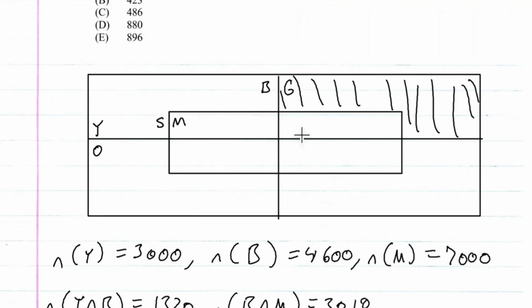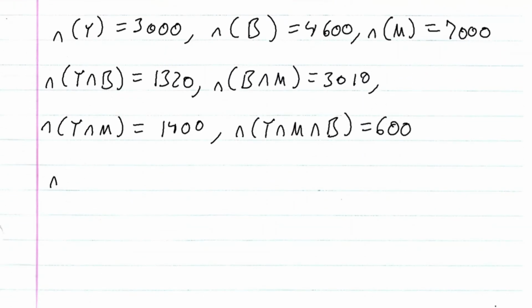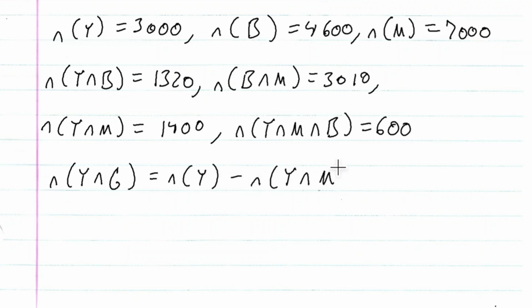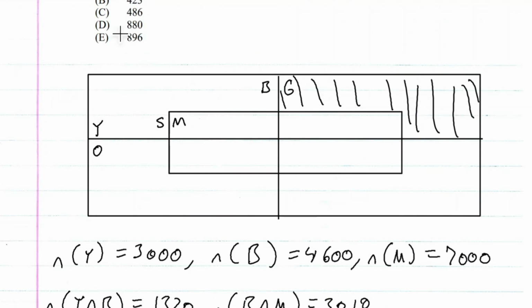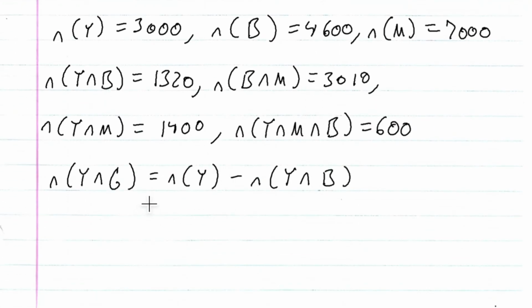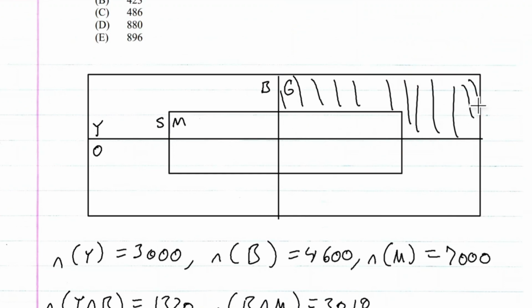So the number of young and female is going to be the number of young minus the number of young and male, or sorry, boy, right? So young and boy. This whole thing here is going to be this whole thing minus this piece here. So we have that here. The number of young is 3,000 minus young and male is 1,320. And that gives me 1,680. Now I know this here.